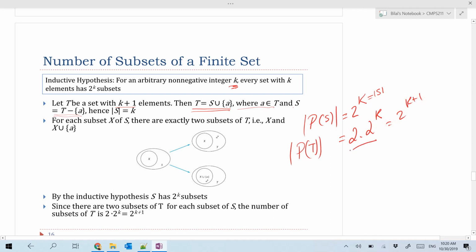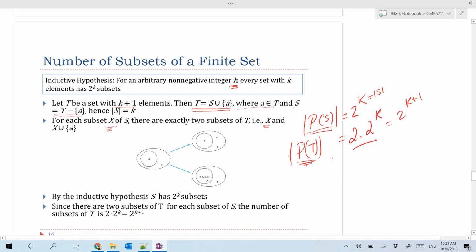But why do we have this? Because for every subset X of S, there are exactly 2 subsets of T: the subset X itself, I mean without the A, and another subset which is equal to X union A. Okay, so we will go over all the elements in the power set of S. Imagine we have 2 to the power k elements, and for each one of them we will either copy the element as it is, or we will copy the element and add A to it.